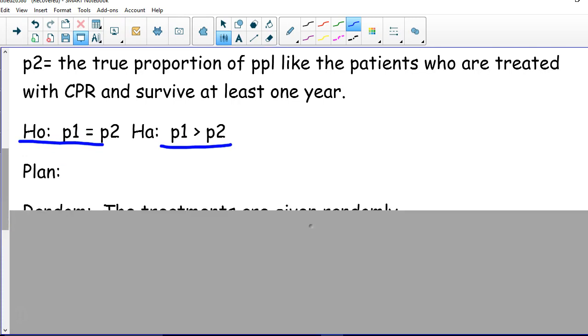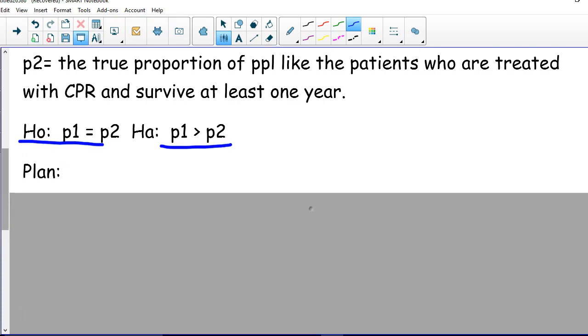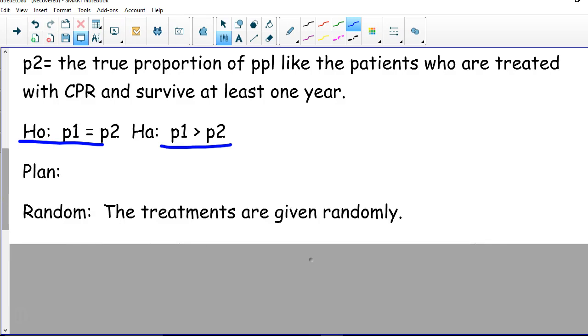Moving on, the plan. Okay, now we're dealing with an experiment. If it was not an experiment, we would have to state that both samples are random, and it will state that somewhere in the question. Stated that both samples are random, or a simple random sample of both samples. Since it's an experiment, we don't see a random sample, and so what we have to say is that the treatments are given randomly.